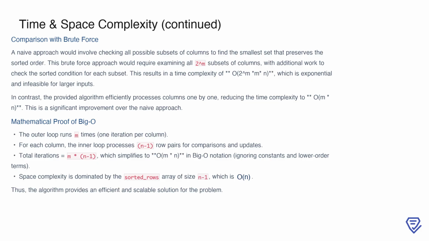Mathematically, this efficiency is evident. The outer loop runs m times, and for each column, the inner loop processes n-1 row pairs. This results in a total of m*n iterations, which simplifies to O(m*n) in big O terms. The space complexity, dominated by the sorted_rows array of size n-1, remains O(n). Overall, this solution is both efficient and scalable for the problem.